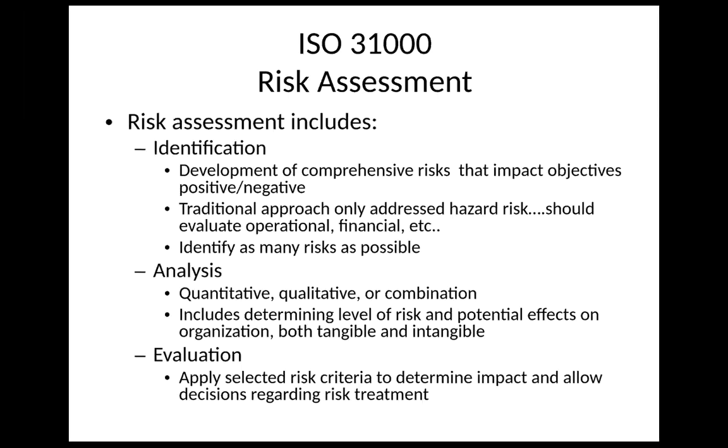Then finally, evaluation. We're going to apply selected risk criteria to determine impact and allow decisions regarding risk treatment. So that analysis gives us the numbers, what the potential impact can be. The evaluation is now comparing that to what our criteria is. What are we comfortable with, right? Because you can make a decision and say, we're going to accept a certain amount of risk, or we'll have that residual risk, and we're willing to accept it because our risk appetite is large in that certain area. But again, the last part, evaluation: apply selected risk criteria to determine impact and allow decisions regarding the risk treatment.